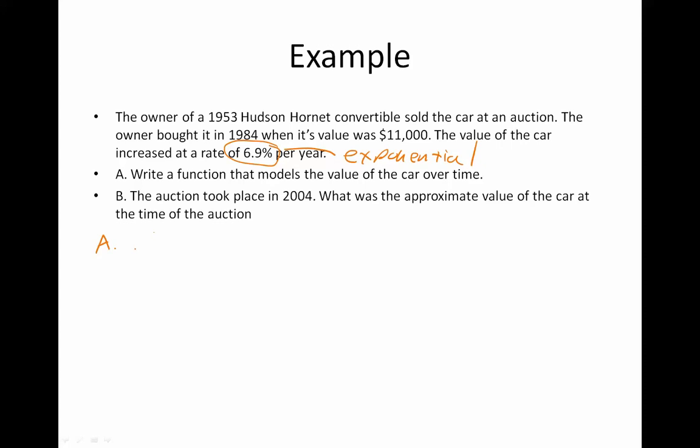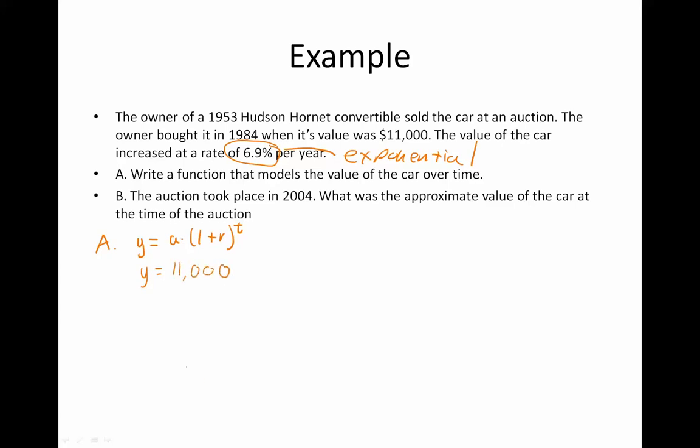So, if it's exponential growth, it means we're using this formula. Y equals a times 1 plus r to the t. And now we just need to fill in these values. Remember, a was the starting point. So we're going to read through that problem and find out what was the starting point. Where did we start? The owner bought it in 1984 when its value was 11,000. It started at 11,000.